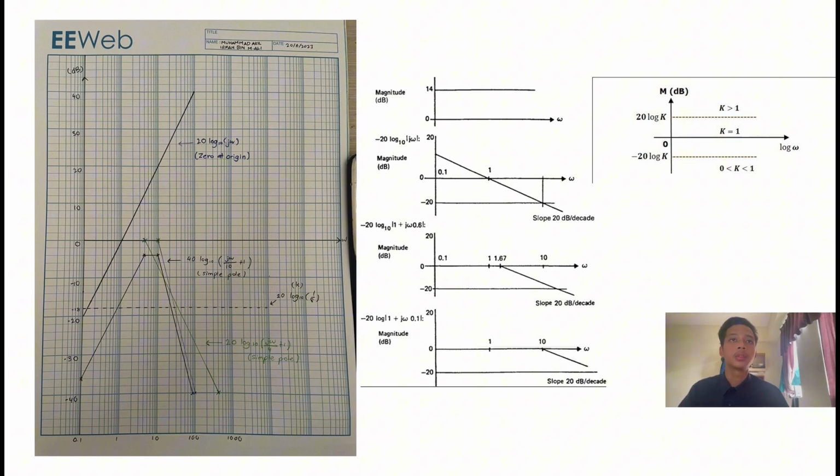So the next graph is 20 log (jω over 4 plus 1). This is a simple pole. And the next one is a gain. Gain is a straight line. How to calculate gain? K is 20 log of 1 over 8, and the answer is negative 18 dB.